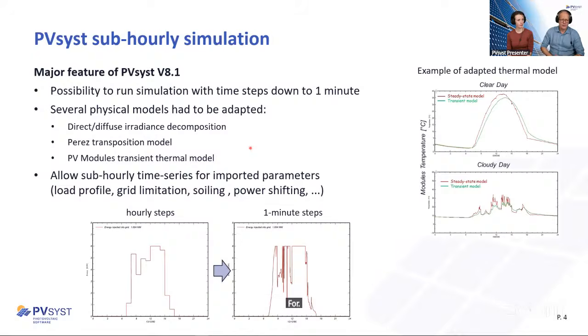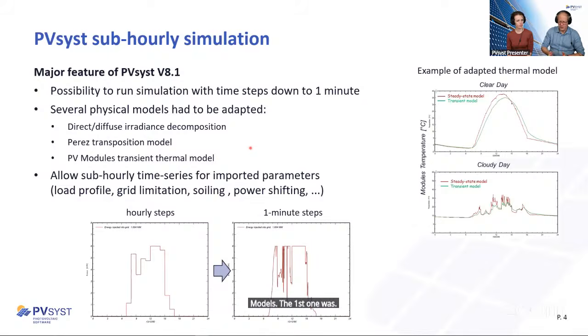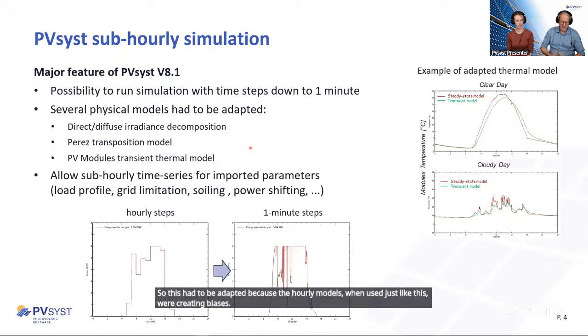For this to work properly in PVsyst, we had to adapt several of our physical models. The first one was direct diffuse decomposition. So if during the weather data import there's only GHI available, or only POA irradiance, so no separate diffuse measurement, there are models which can decompose this between direct and diffuse parts, and we need that for the simulation to do correctly the shadings and the IAM simulations. So this had to be adapted because the hourly models, when used just like this, were creating biases in the results that had to be removed.